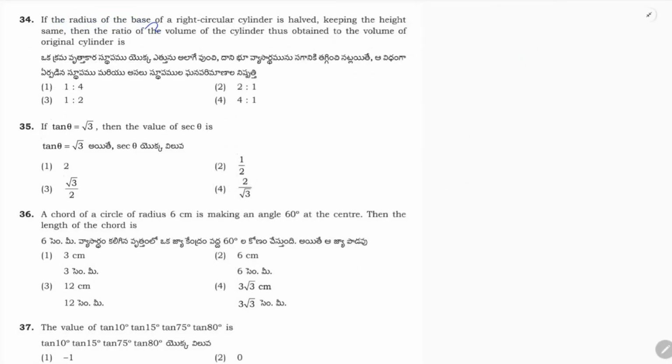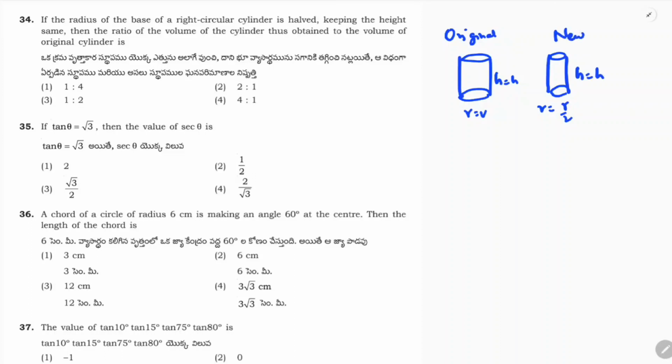If the radius of the base of a right circular cylinder is halved, keeping the height the same, then find the ratio of the volume of the cylinder thus obtained to the volume of the original. The original one, I'll take radius r, height h. In the new cylinder the radius is halved and the height is the same. So the volume of the new cylinder, pi r square h, by pi r square h. This is new to the original.